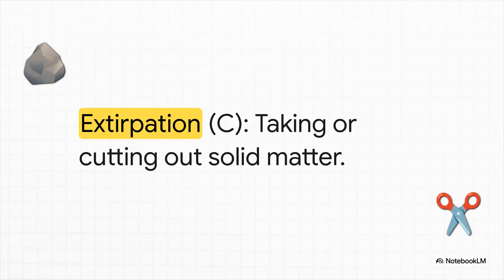Now contrast that procedure with extirpation, character C. Extirpation is defined as taking or cutting out solid matter from a body part. In this specific scenario, the body part itself isn't the focus. The objective is removing that abnormal byproduct. Think about pulling a calculus out of the ureter using a basket during a ureteroscopy. You're physically, actively taking that solid matter out of the patient.